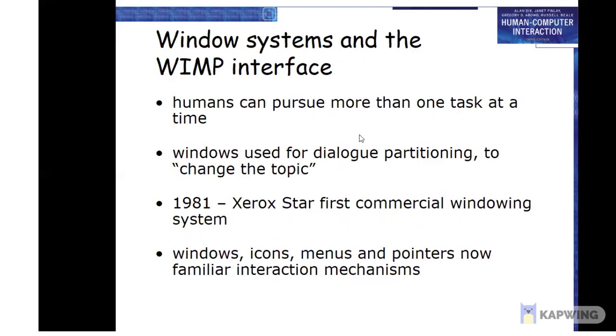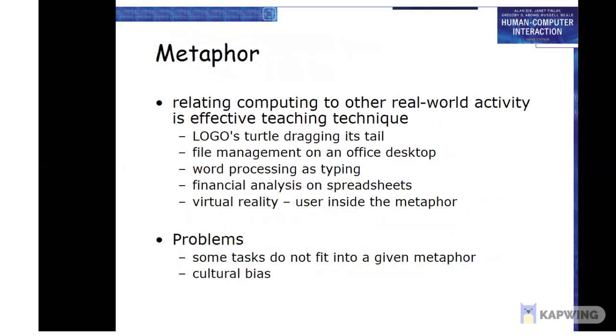Then came the windowing system and WIMP interface. Humans can pursue more than one task at a time, so multitasking was carried out. Windows are used for dialogue partitioning, to change the topic. In 1981, Xerox Star, the first commercial windowing system, was implemented. Windows, icons, menus, and pointers, now familiar interaction mechanisms, are used.